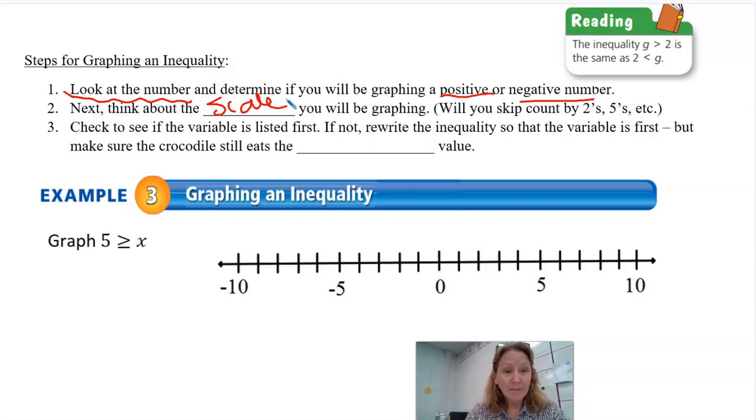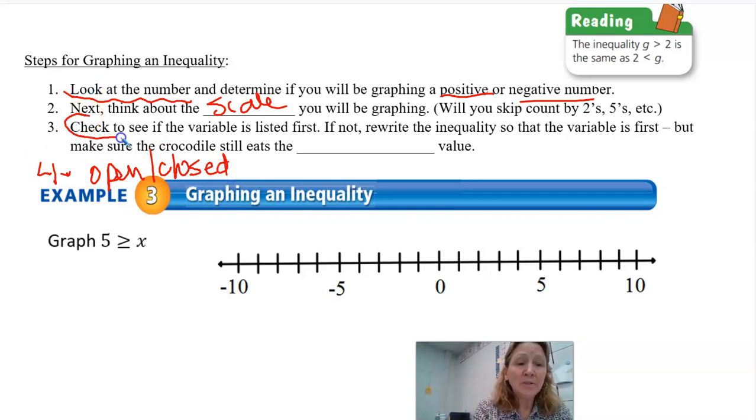And are you going to skip count by 2s or 5s? I also forgot to talk about the open and closed circle, but you know, that's maybe number 4. Think about whether their circle is open or closed. Okay, and number 3, this is super important. Check to see if the variable is listed first.